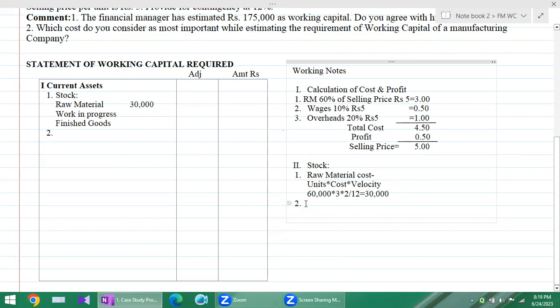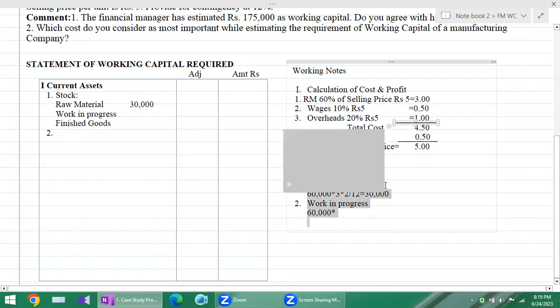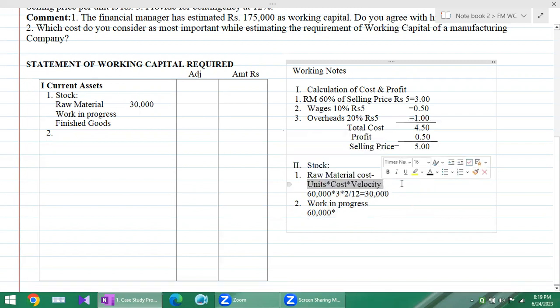So coming to the second one, stock of work in progress. Work in progress. So below that, again the same formula, units. Take here, number of units are again 60,000. I will not write the formula every time, but once it is told here, I'll highlight it, this formula only is going to be used. So you'll have to make use of the same formula everywhere, right? Velocity, work in progress, number of units are 60,000.